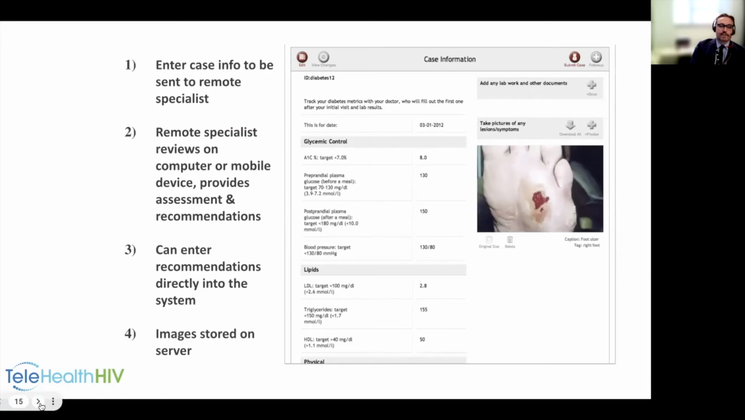So this is just an example of an e-consult. Somebody can put in photos and basic information, and you can look over their labs, and you enter it in an asynchronous fashion, so you're not seeing the patient. Go ahead to the next slide.